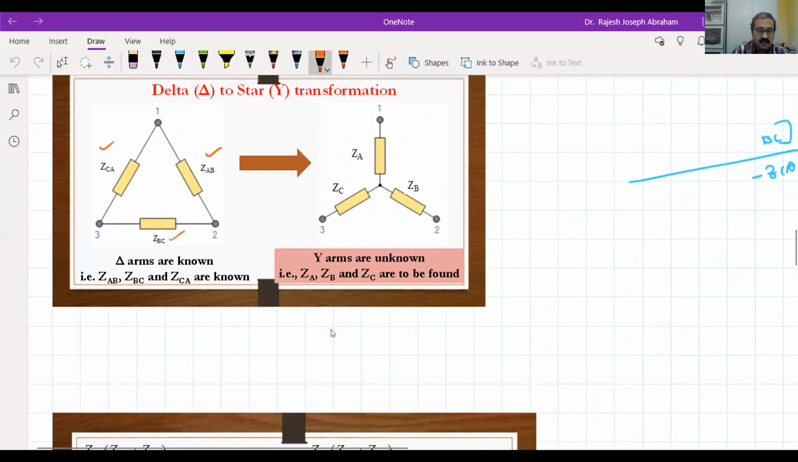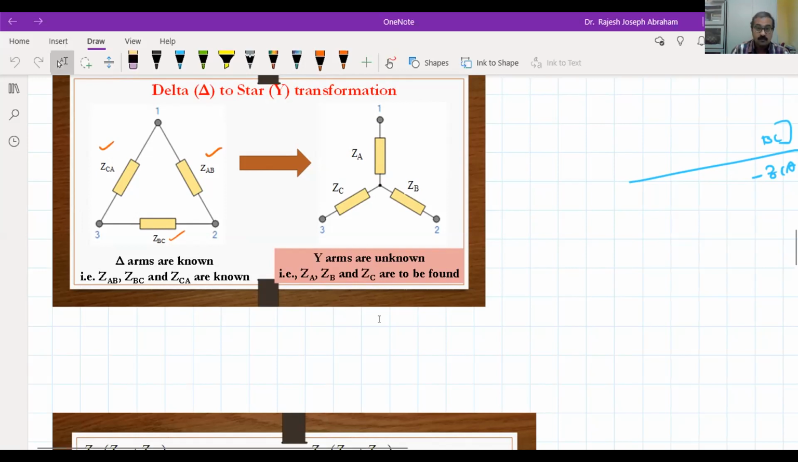So now we know what is ZA. What is ZA? Product of the two impedances connected to that particular vertex or node, so ZAB into ZCA divided by the sum of delta branch impedances. What will be ZB? Product of the two corresponding delta arms, ZBC into ZAB divided by the sum of delta arms. What will be ZC? ZCA into ZBC divided by the sum of the delta branch impedances. In this way you can convert a delta into its equivalent star connection.